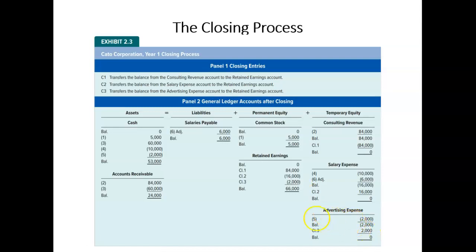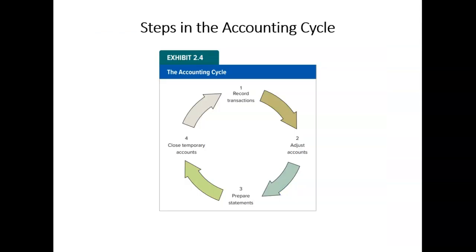And the same holds true for the advertising expense account, the same concept. So now these accounts have been closed out. They're all going to be ready for the upcoming accounting period. Retained earnings is a permanent account. So this balance of $66,000 at the end of the accounting period will become the beginning balance for the upcoming accounting period. Therefore, any account that is temporary, revenue accounts, expenses, dividends, are closed to retained earnings at the end of each accounting period. Okay?